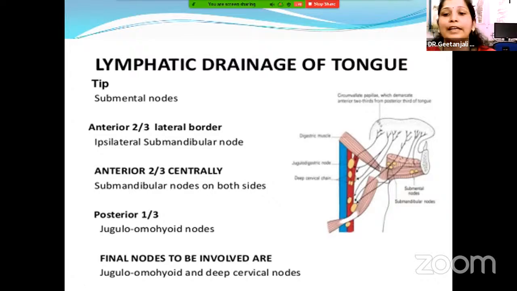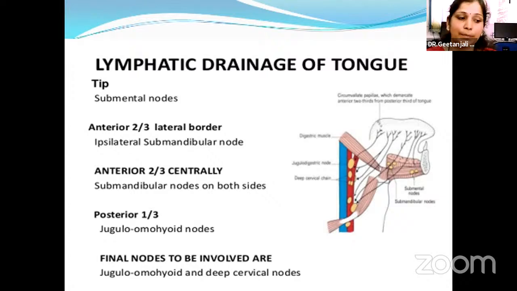In short, in lymphatic drainage, we have to remember the tip drains into the submental node, anterior two-thirds into the submandibular node, and posterior one-third into the jugulo-digastric node, and finally all these nodes drain into the jugulo-omohyoid or deep cervical nodes. This completes our lymphatic drainage.